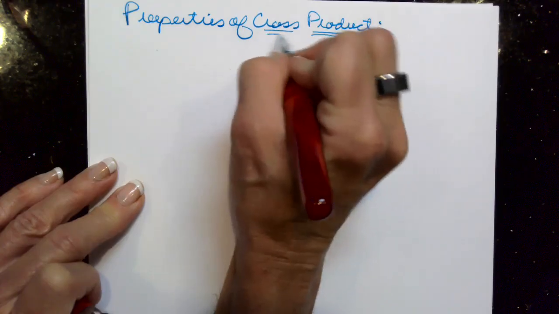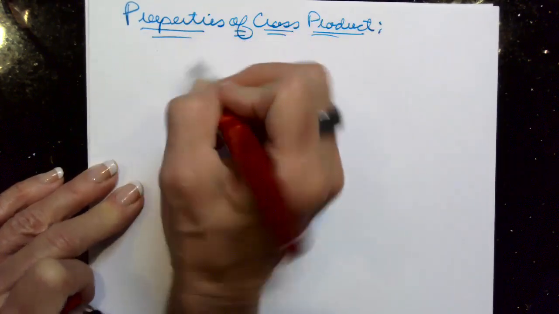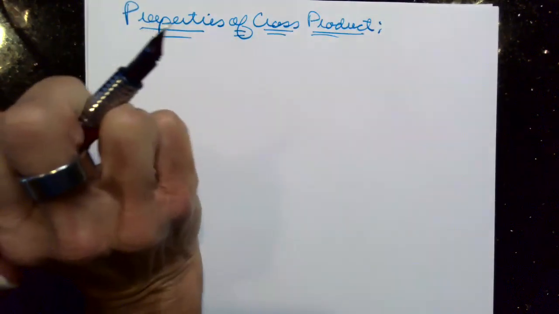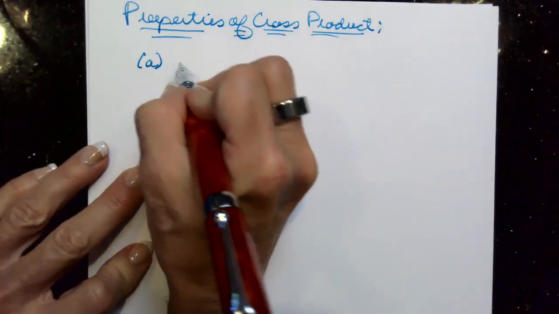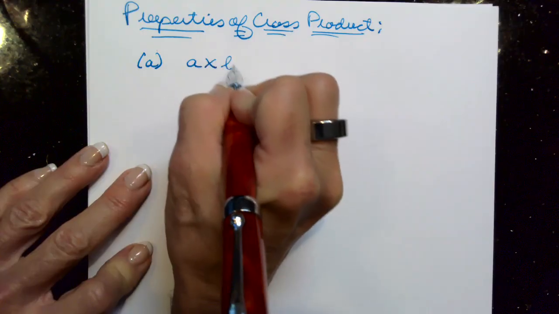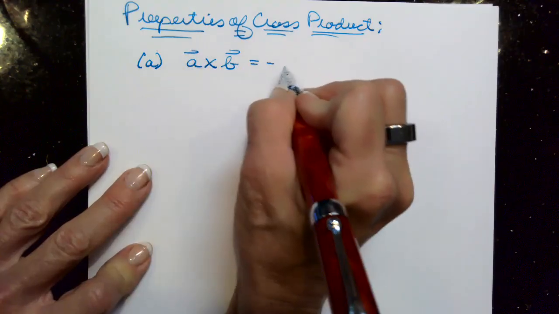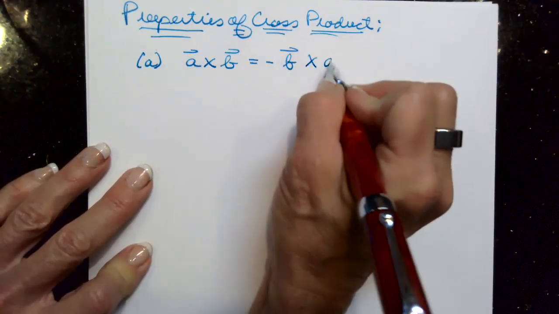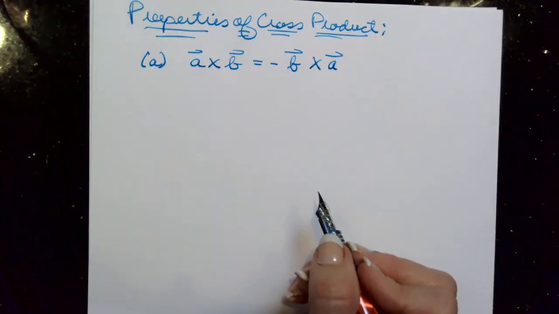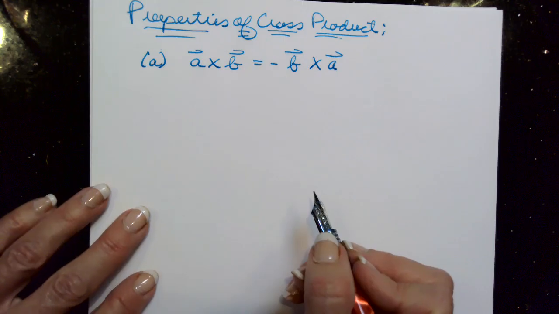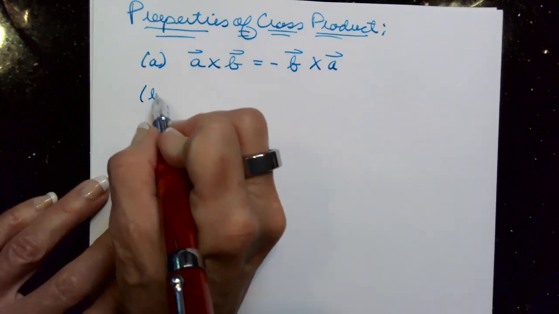So he mentioned a bunch that it's anti-commutative. In other words, A cross B is minus B cross A. If you take the cross product in the other direction, you reverse the components, you multiply by -1. Here's one I believe he did not mention.